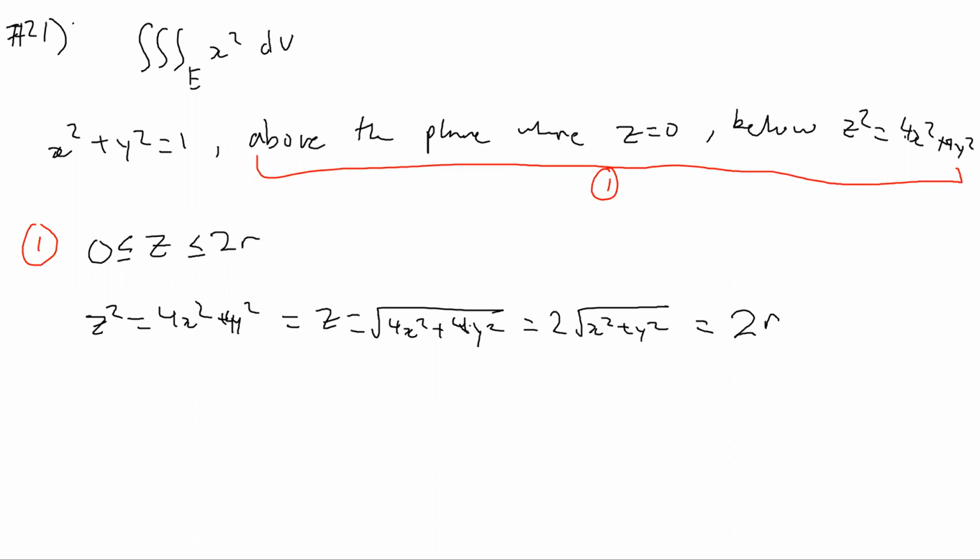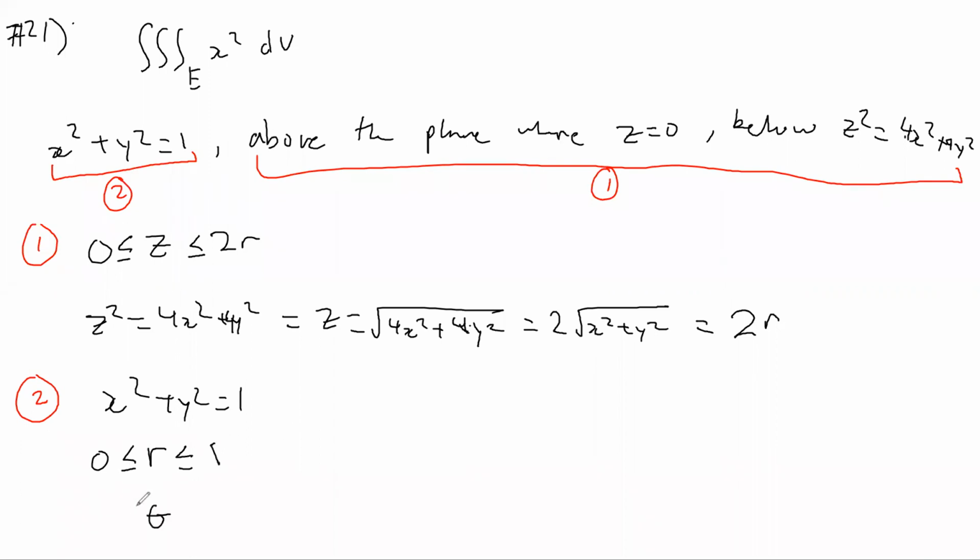And then finally, we want to look at this part of the constraint they give us, the cylinder x squared plus y squared is equal to 1. So what this implies is that we're looking at the cylinder x squared plus y squared equals 1, which has a radius of 1. So we can say that r is bounded between 0 and 1. And again, theta would have to include the whole circle, so we're going from 0 to 2 pi.